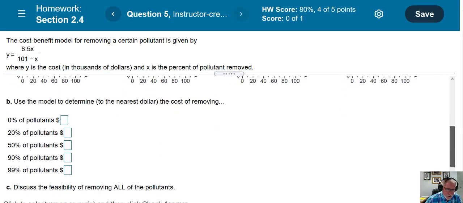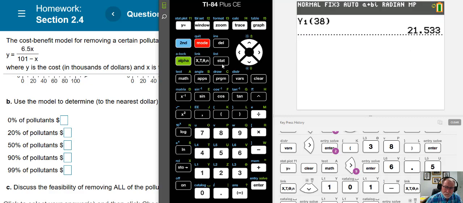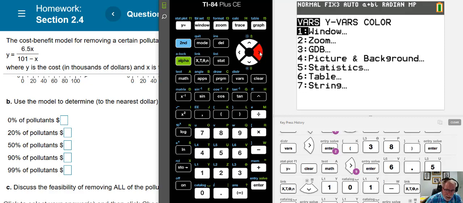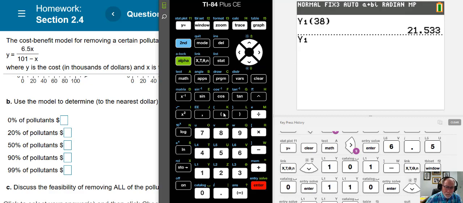Second part. It says use the model to determine each of these. Now, basically that means plug those values into that equation. Now, I just got through showing you how to do that, and I will do it that same way. If I go to the home screen, I'll just use VARS, Y-VARS, function, Y1, parentheses, and 0. Now, you and I could do that one in our head, by the way. So that comes out to be a 0.